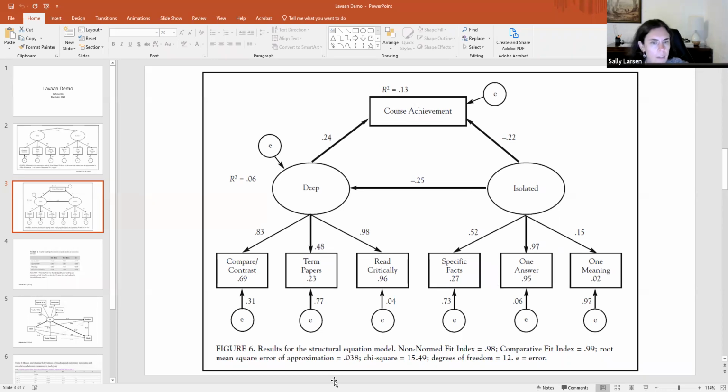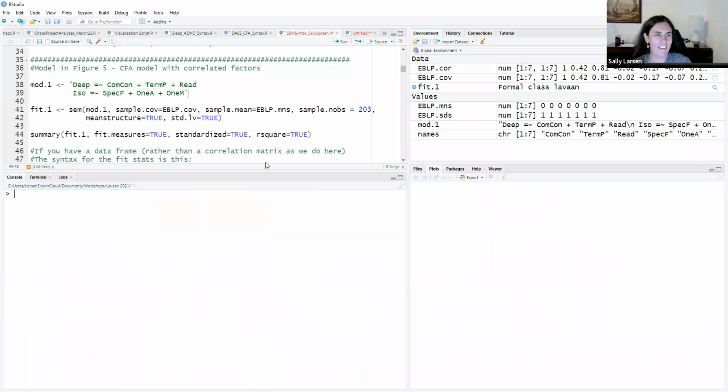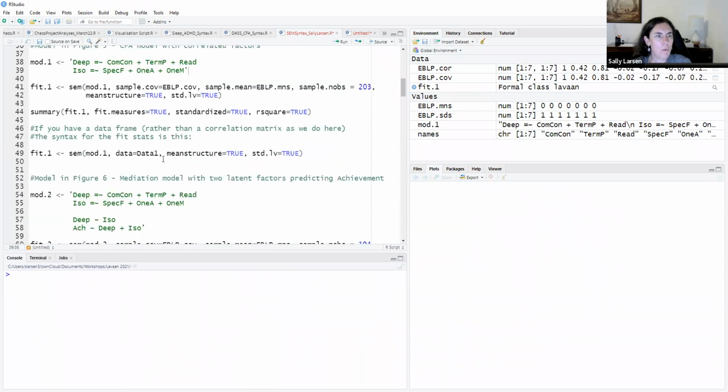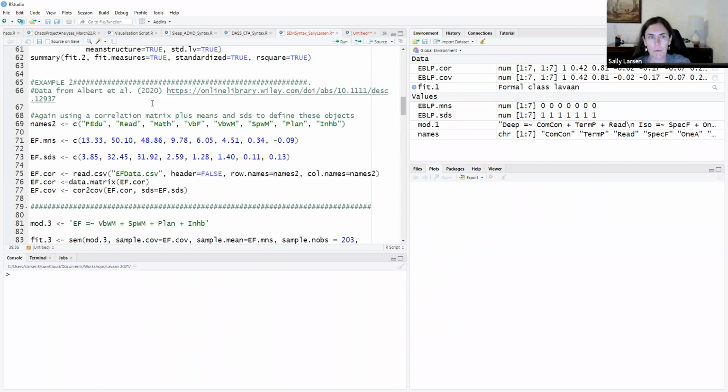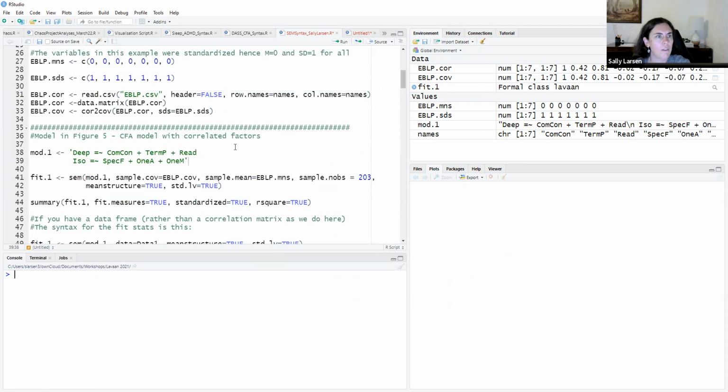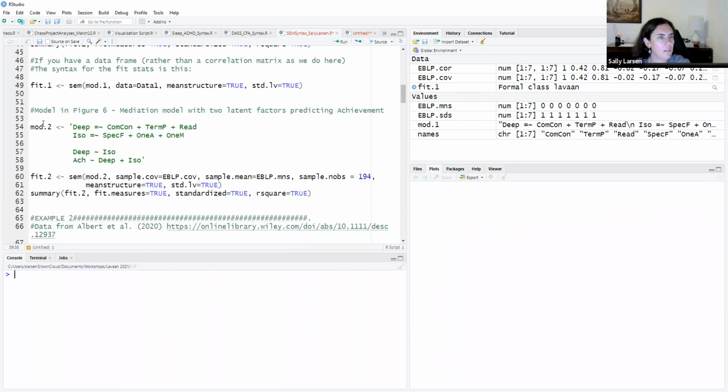So let me go back, and I will remember to press all buttons this time and run all the sections. I'm just going to get rid of that. Okay. Model 1 in figure 5. And so here's example 2. Oh no, this is the CFA model with correlated factors. Here it is, the model in figure 6, the mediation model with 2 latent factors predicting achievement.